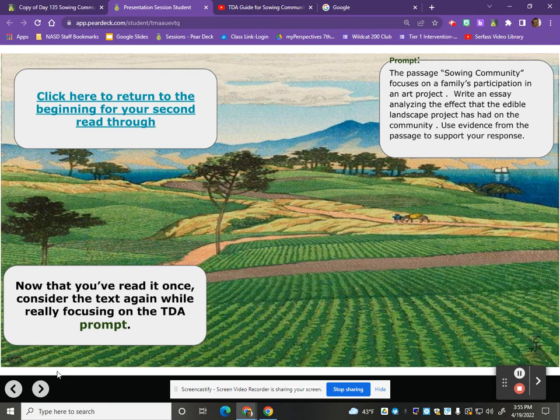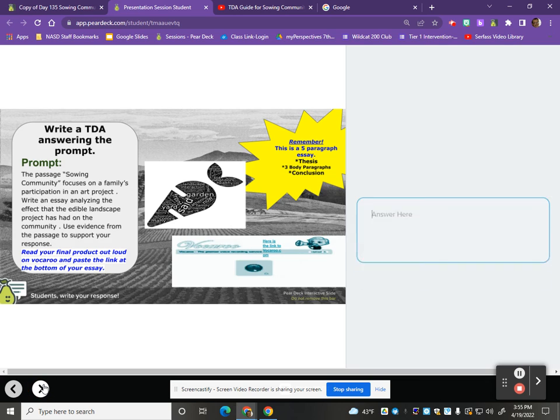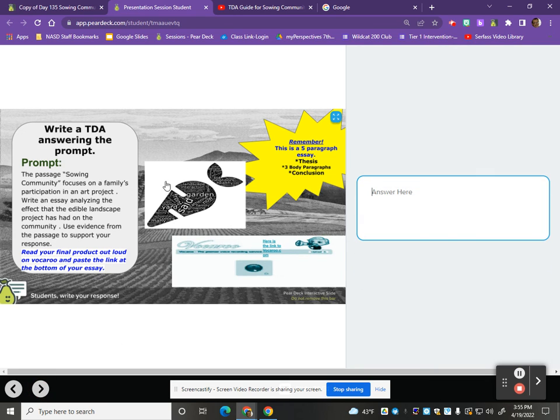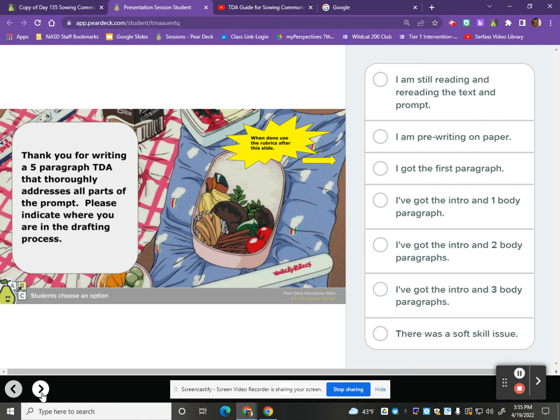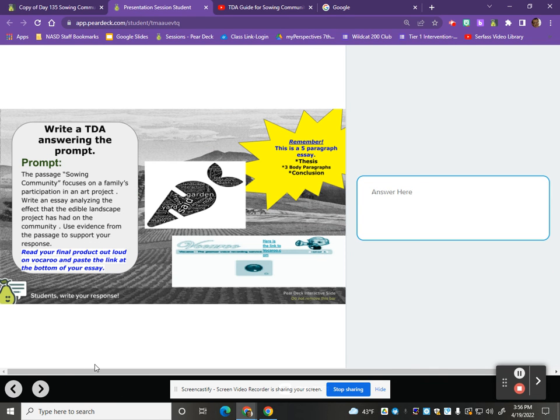so now we're getting ready to get right into the TDA part. We've seen a sample TDA. Now we got to start writing that TDA. We've got a little reminder of what it's all about here. We've got the prompt right there. We know it's got to be 5 paragraphs with a thesis, 3 body paragraphs, and a conclusion. And then we can go ahead and give ourselves a grade afterwards.